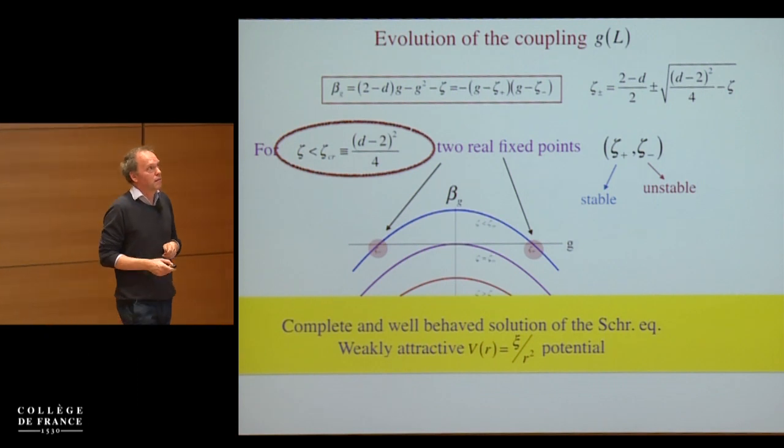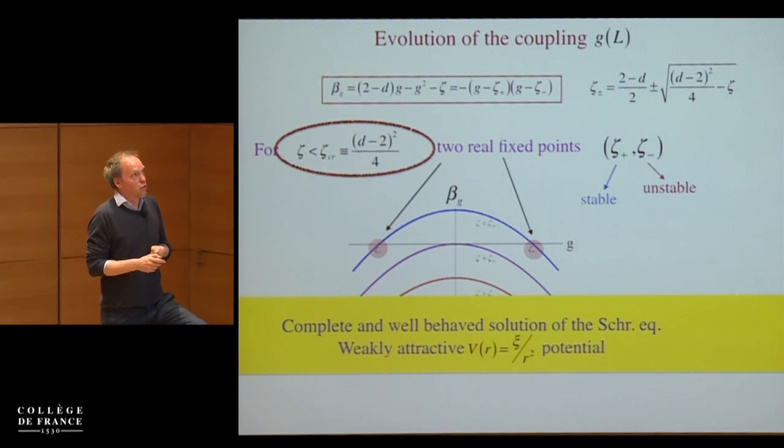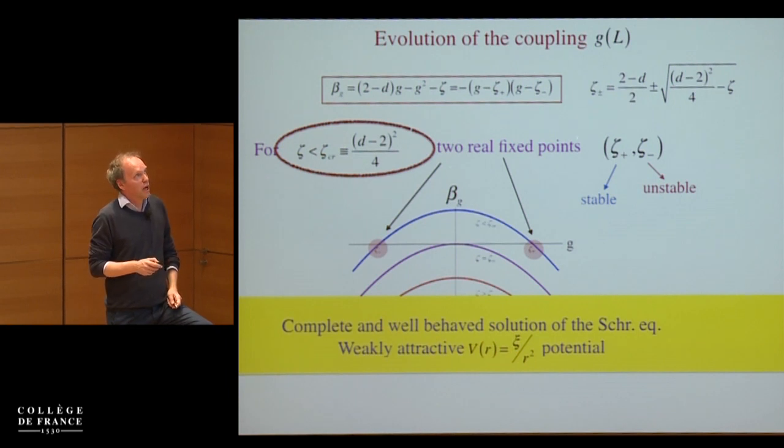So in that case, to summarize what I said, if zeta is smaller than this critical value, then we have two real fixed points, and then we have a complete and well-behaved solution of the Schrödinger equation for the case of a weakly attractive potential.